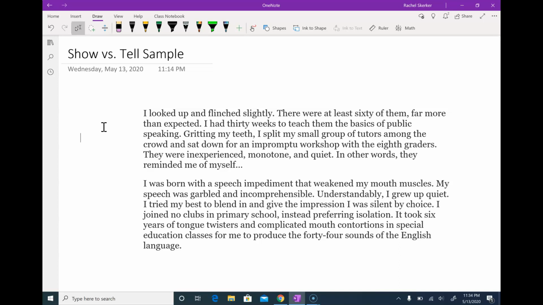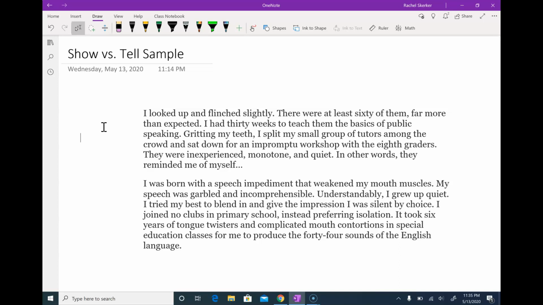I was born with a speech impediment that weakened my mouth muscles. My speech was garbled and incomprehensible. Understandably, I grew up quiet. I tried my best to blend in and give the impression I was silent by choice. I joined no clubs in primary school, instead preferring isolation. It took 6 years of tongue twisters and complicated mouth contortions in special education classes for me to produce the 44 sounds of the English language.